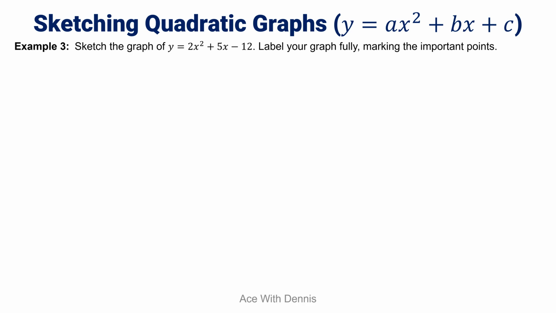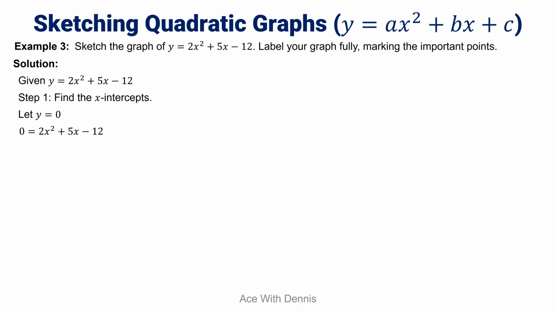Example 3. Sketch the graph of y equals 2x squared plus 5x minus 12. Label your graph fully, marking the important points. So here's the solution. To sketch the graph, there are a few steps that we need to follow. Given y equals 2x squared plus 5x minus 12, step number 1, find the x-intercepts. To find the x-intercepts, let y equal 0.